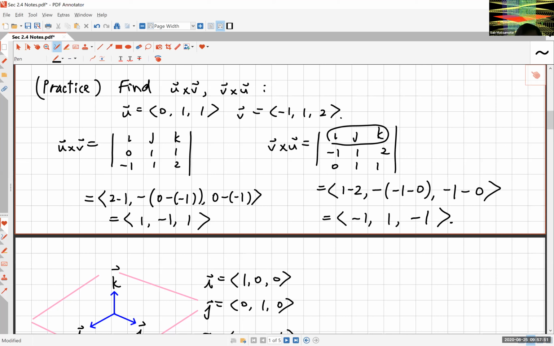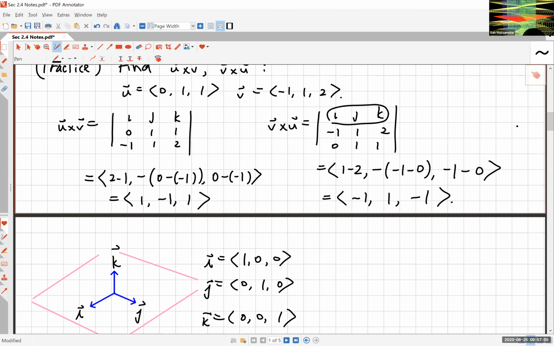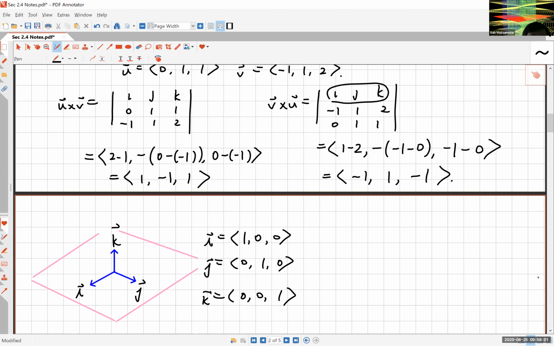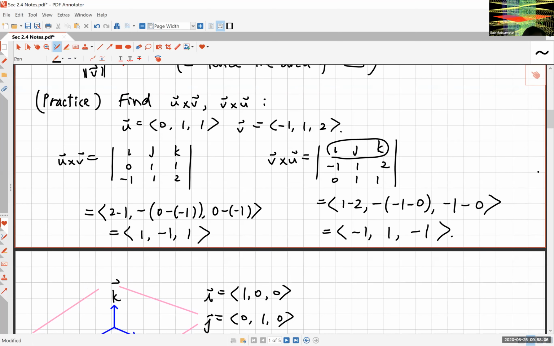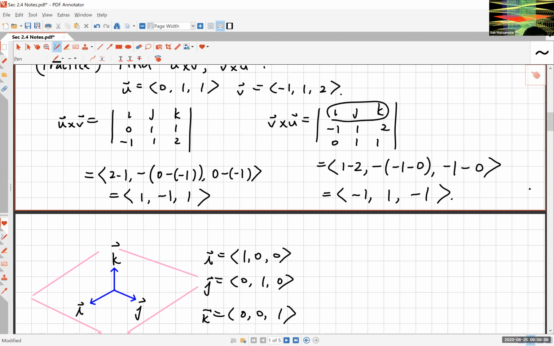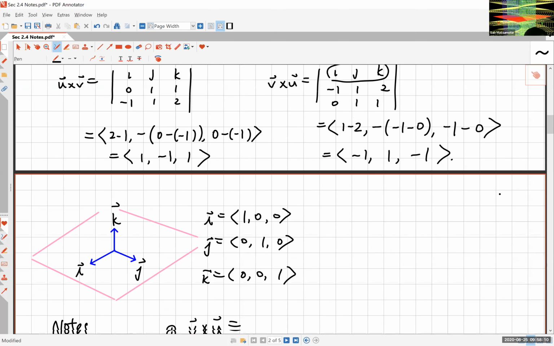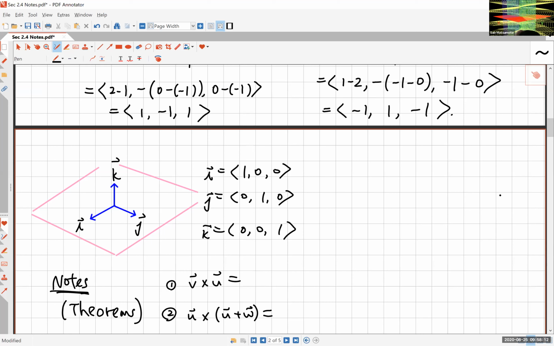Okay, so I hope the negative signs did not confuse you. You will need to practice this a little bit. And you notice here, these are exactly the opposite, right? So you will find, and of course, it's pretty clear by now, that V cross U should be the negative of U cross V.